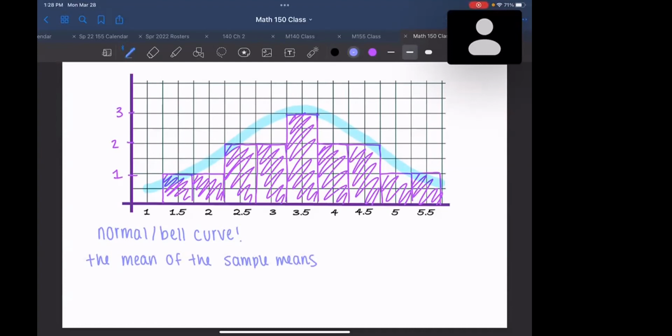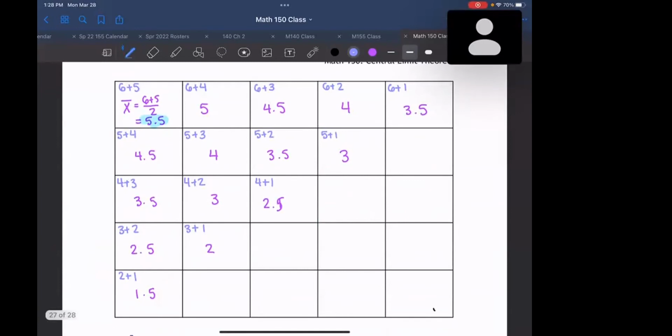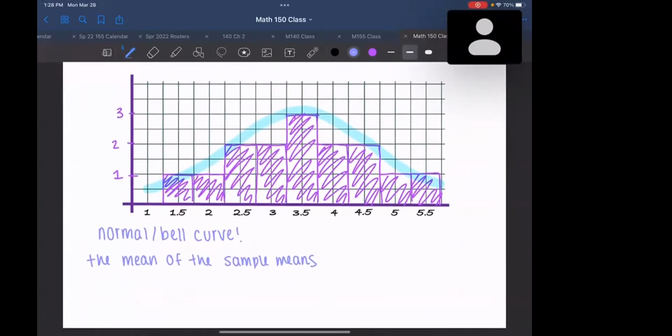Okay, let's break this down. The sample means are all these numbers up here, right? So if I were to find the mean of the means, what would I do to these numbers? Yeah, add them up and divide by 15, right? There's 15 numbers. I'm not going to actually write all this out, but I would take 5.5, 4.5, all the way up to 1.5 and divide by 15, and that gives me 3.5. The mean of the sample means is 3.5. Okay.